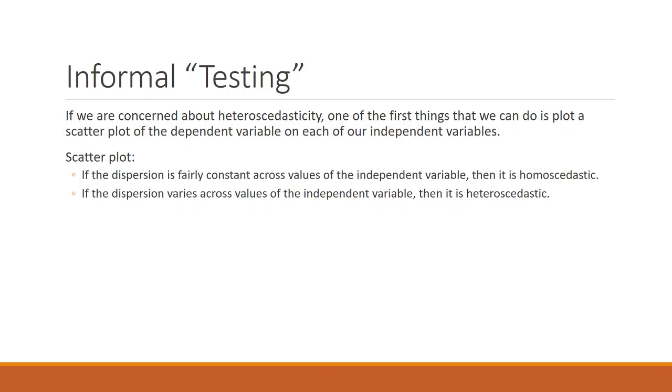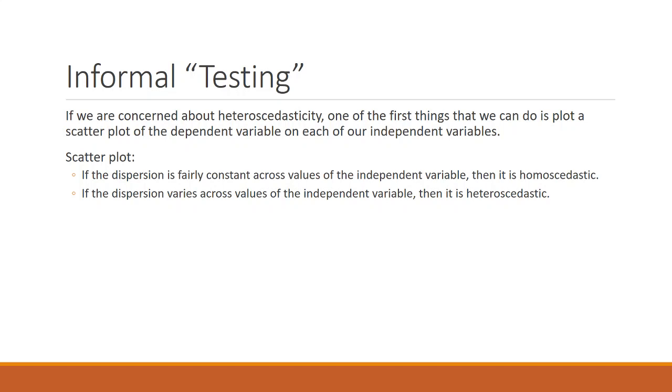One of the first things we can do, if we're concerned about heteroskedasticity in our model, is generate scatter plots between our dependent variable and our independent variables. So we write down a model that we think makes sense, and then we produce scatter plots of our dependent variable graphed versus our independent variables.